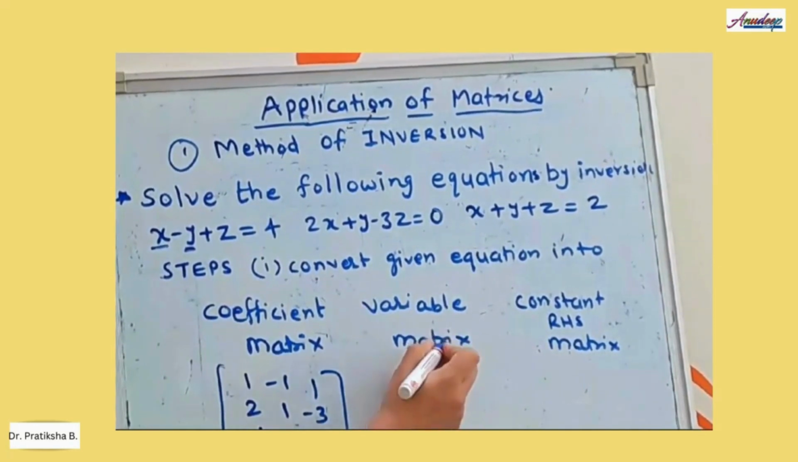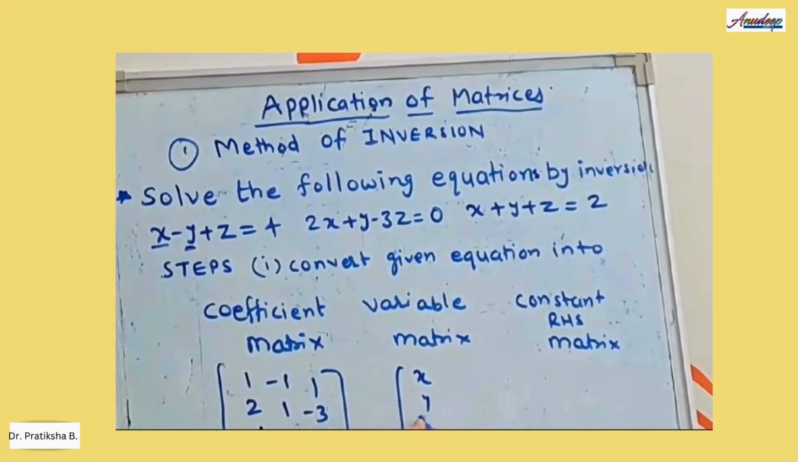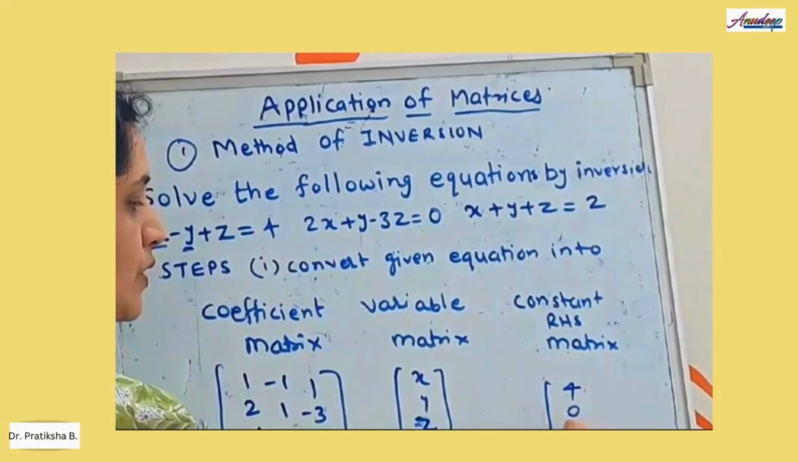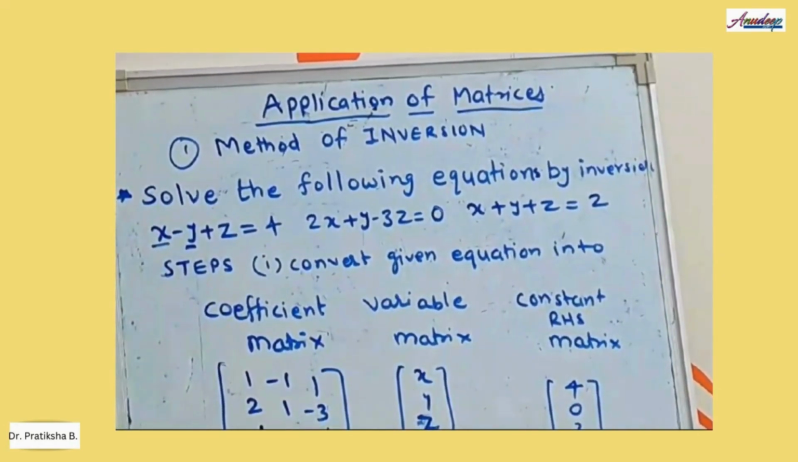Variables means the variables involved, so x, y and z. These are the variables involved. And the constant is nothing but the right hand side of the equation, that is 4, 0 and 2. So the first step is to identify the values of these three matrices and then we have to use the formula.